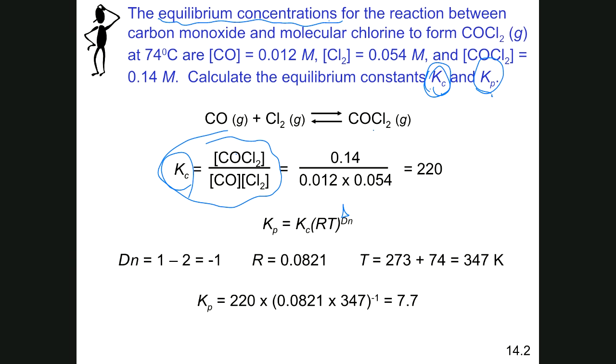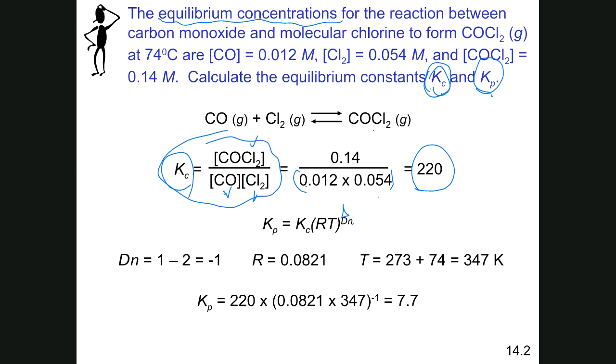So for Kc, we just replace the numbers. We have the concentration for CO, the concentration for Cl2, and the concentration for COCl2. Make sure that you perform your calculation following PEMDAS, which means parentheses first, multiplication before division. So you multiply these two first and then divide 0.14 by the product of this multiplication.